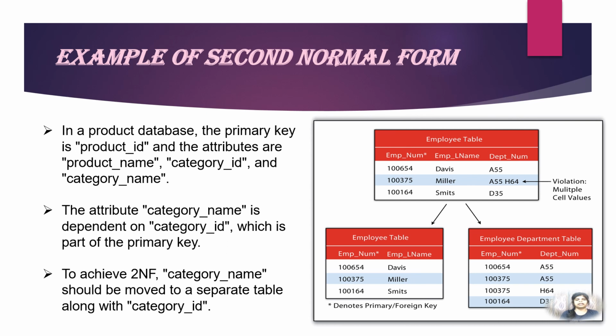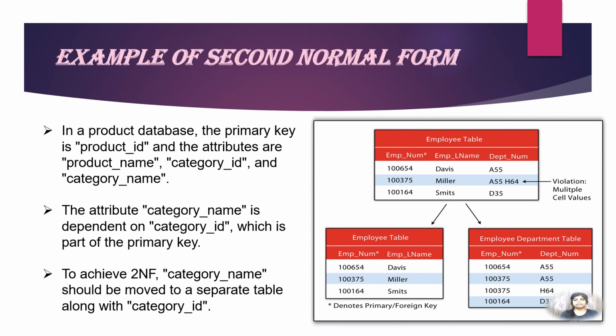In a product database, the primary key is product ID and the attributes are product name, category ID and category name. The attribute category name is dependent on category ID, which is part of the primary key. To achieve second normal form, category name should be moved to a separate table along with category ID.